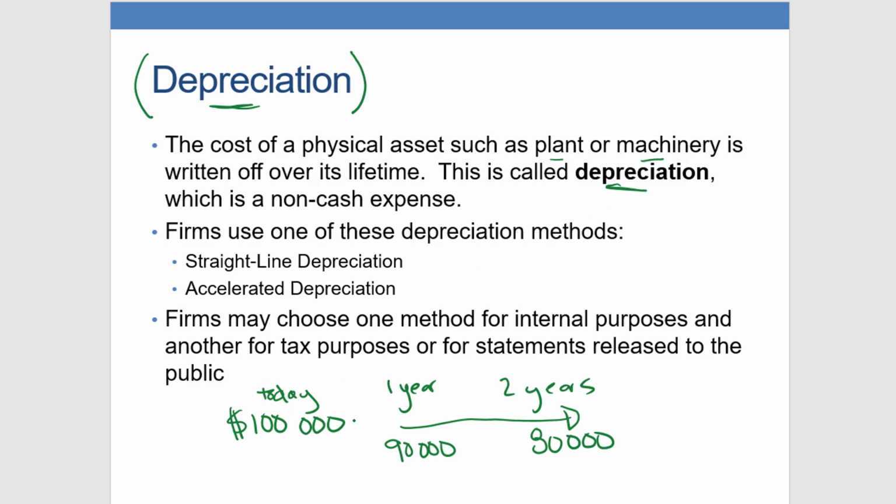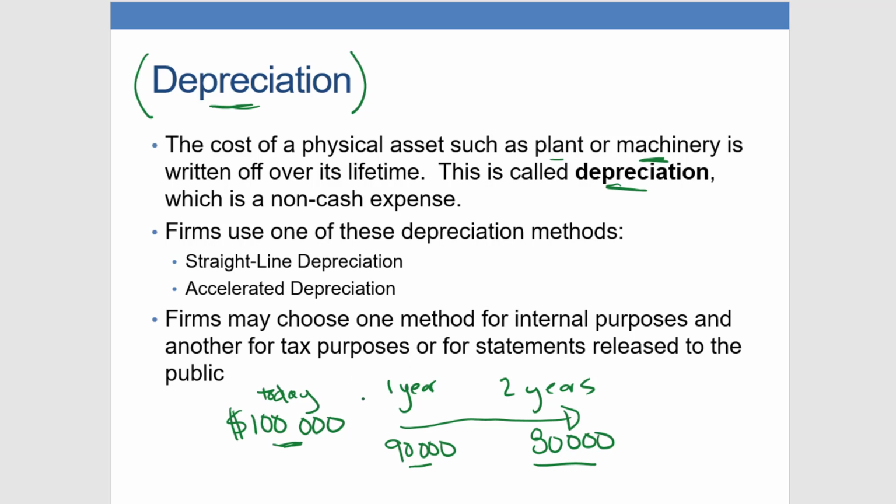So it takes into consideration this idea that when we're using machines, when we're using different types of equipment, when we're using items, they get worn out over time. And so we can put that into our accounting statements by using depreciation to take that book value of the asset and make it smaller over time.